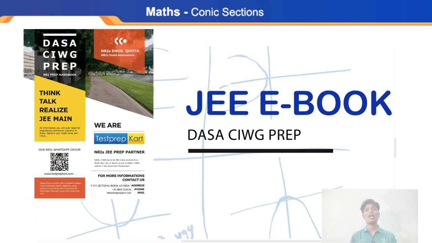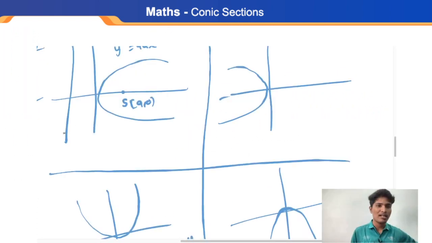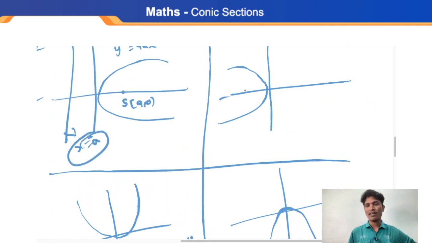But different parabolas have different focuses and directrices. The directrix is called the fixed line, and the equation of this is x is equal to minus a. And for this one, the focus will be (minus a, 0), and the directrix is x equal to a.